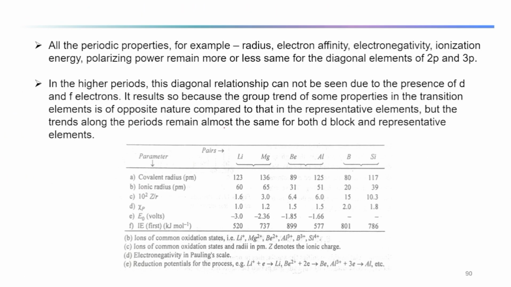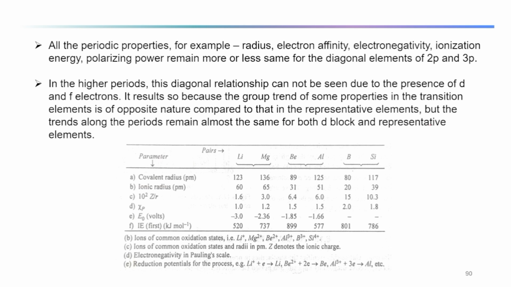Now let's see. All the periodic properties, for example, radius, electron affinity, electronegativity, ionization energy, polarizing power remain more or less same for the diagonal elements of 2p and 3p. In the higher periods, the diagonal relationship cannot be seen due to the presence of d and f electrons. It results so because the group trend of some properties in the transition elements is of opposite nature compared to that in the representative elements. Representative elements mean S block and P block elements. Okay, but the trends along the periods remain almost the same for both d block and representative elements.